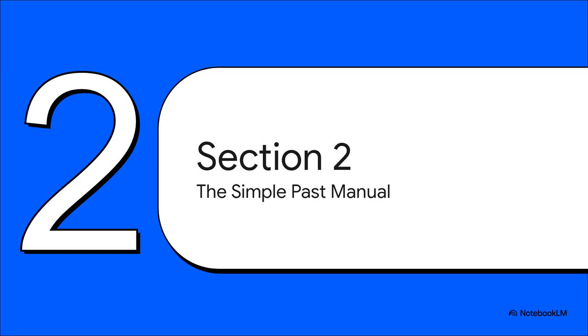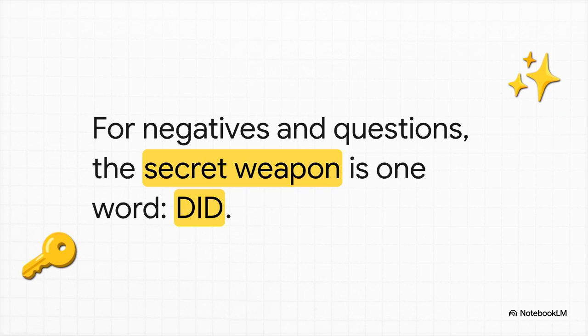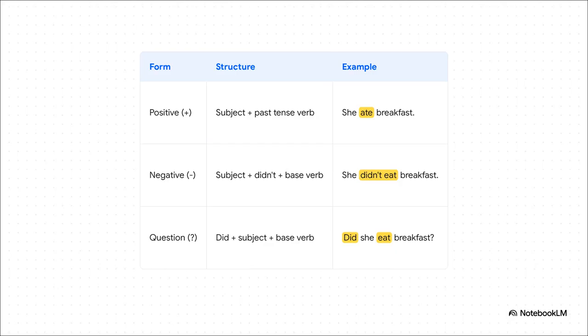Okay, we've seen the parts of the engine. Now let's crack open the operator's manual. Section 2 is all about the controls, the really simple commands you'll use to navigate your time machine through any situation, whether you're asking a question or just saying what didn't happen. And here it is, your secret weapon. I want you to think of the word did as the universal key for your time machine. Seriously, when it comes to making negatives and questions, this one little word does all the heavy lifting for you.